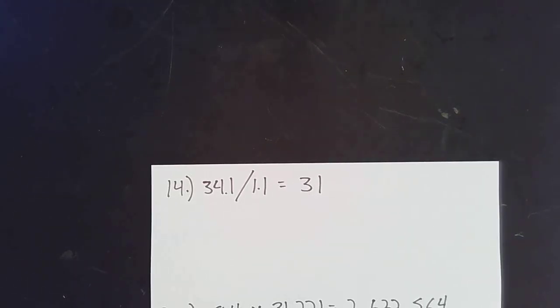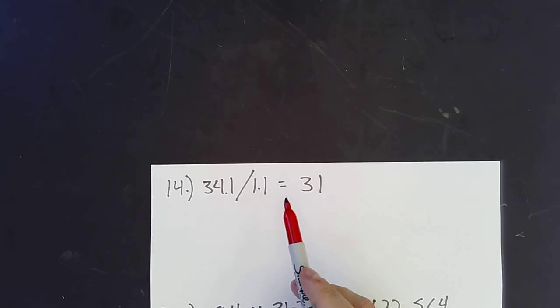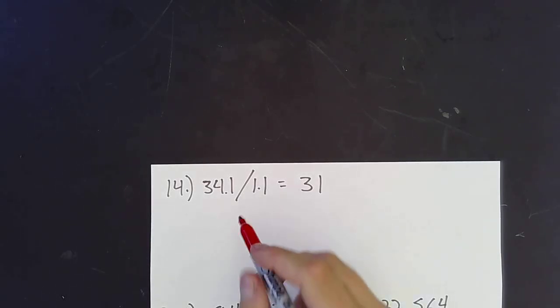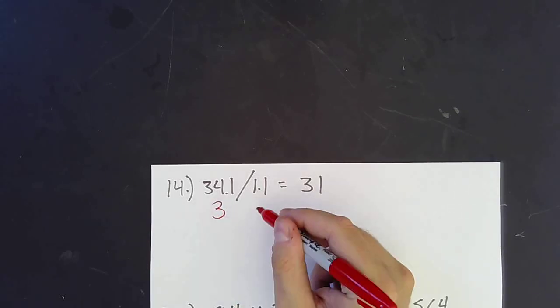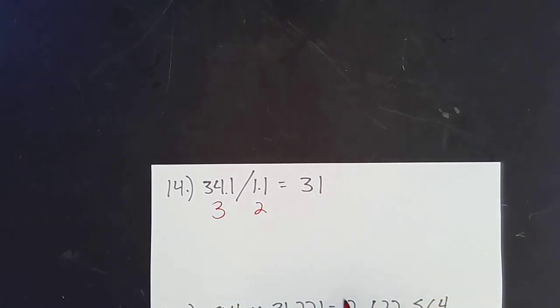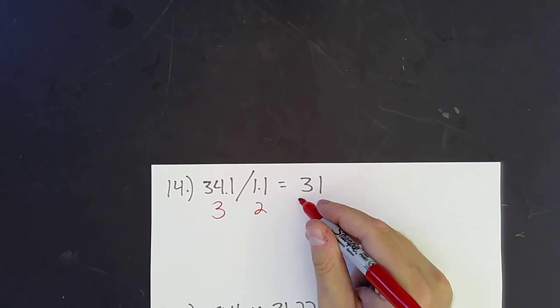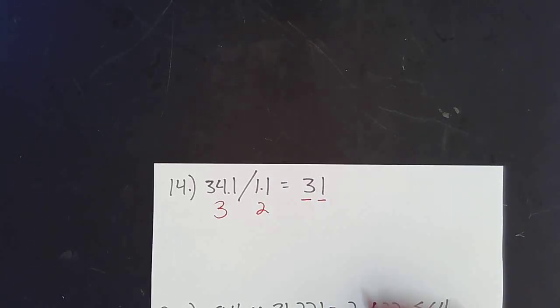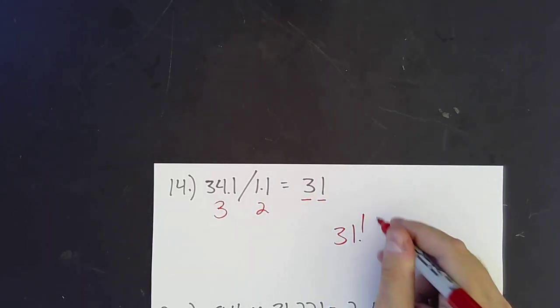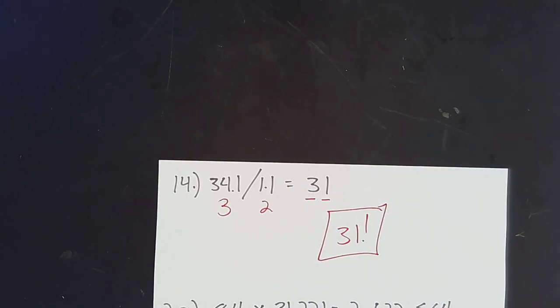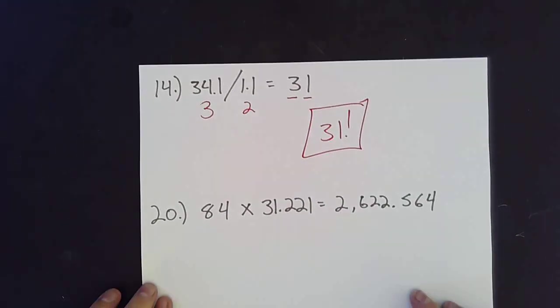Now let's look at 14 and 20. Let's look at these together as well. So we have number 14. When we do 34.1 divided by 1.1, we get 31. Looking at this, what are my sig figs? I have 3 here, I have 2 here, right? And over here, if I underline for my 2, I already have 2. This answer is okay. This answer is all set. We're done with this one. It's a beautiful thing when it works together like that.